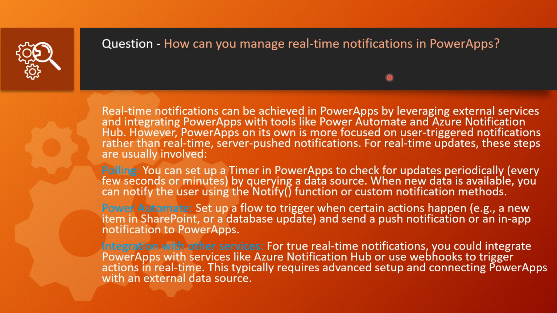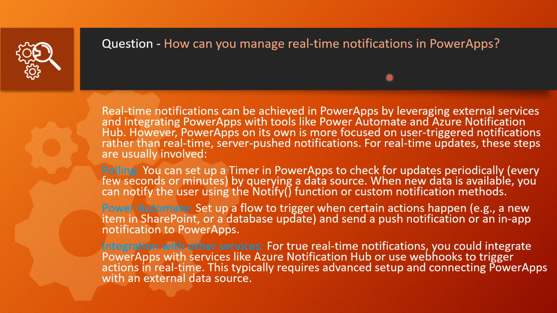For real-time updates, these steps should be involved. Polling: you can set up a timer in Power Apps that checks for updates periodically. It can run every few seconds or every few minutes, and keep querying the data source to check whether any new update is there or not. When new data is available, you can notify the user using the Notify function or custom notification methods.